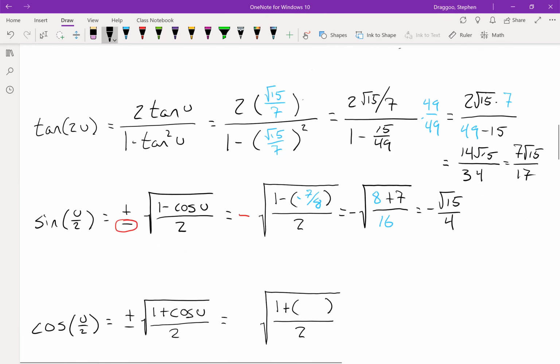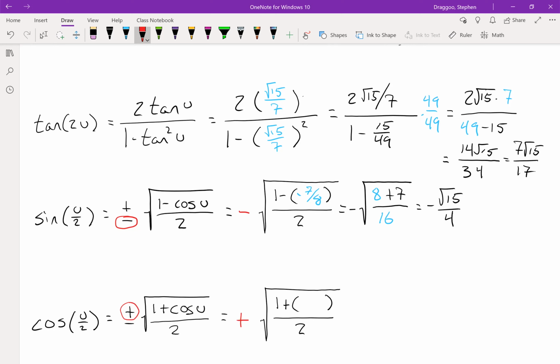On to the cosine of u over 2. We are in the fourth quadrant, where cosine is positive. So I want to choose the positive out of that plus or minus. And again, I'll substitute in the cosine of u, which is negative 7 over 8, which simplifies to the square root of 8 minus 7 divided by 16, which will be 1 over 16 on the inside of the square root, or just 1/4.